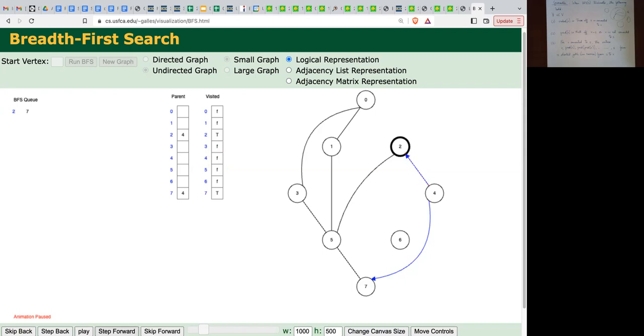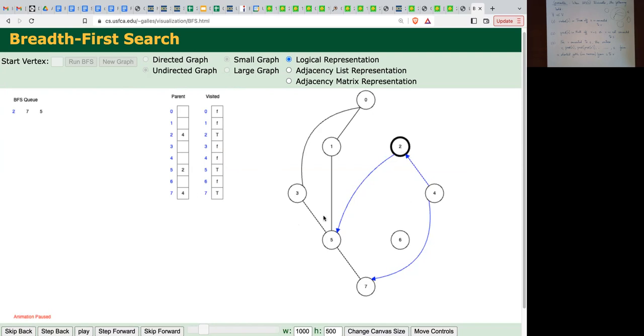Okay, so good. Now it's going to move to the next neighbor, and the next neighbor happens to be 5. So we're looking at 2. Remember, that's the BFS queue. We look at 5. 5 is not visited, so it's going to set 5 to be true. It's visited, and the predecessor of 5 is now 2. Okay?